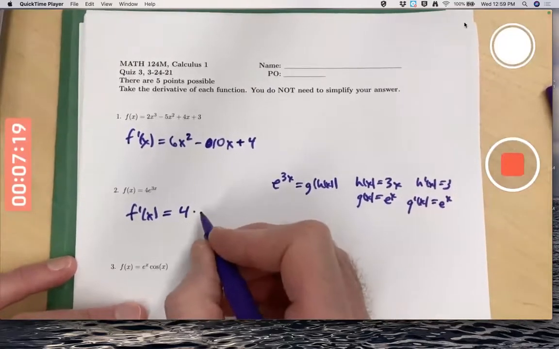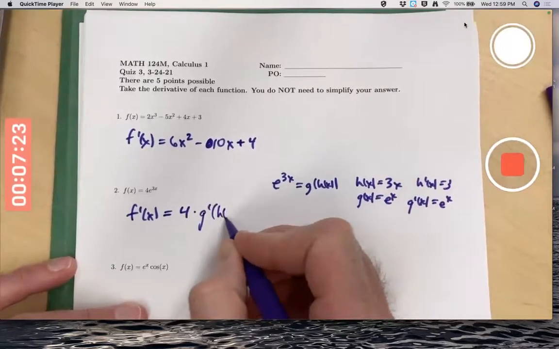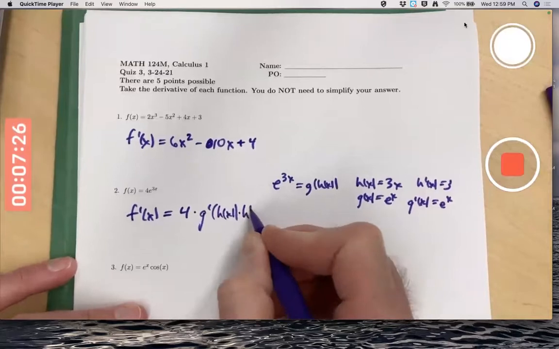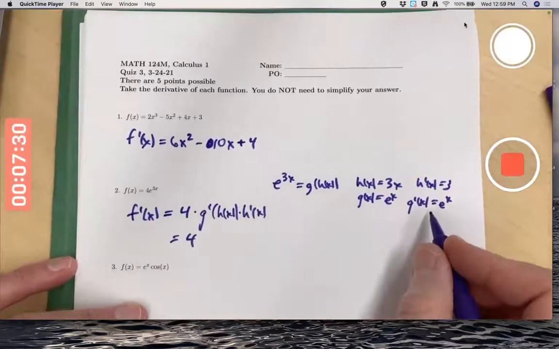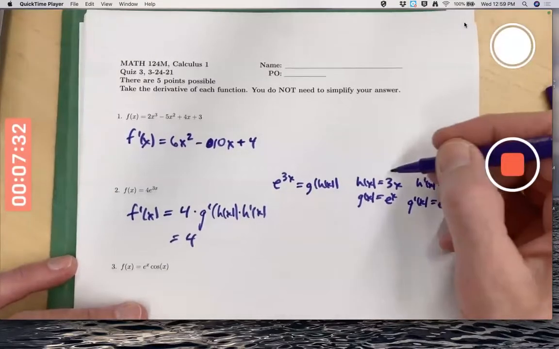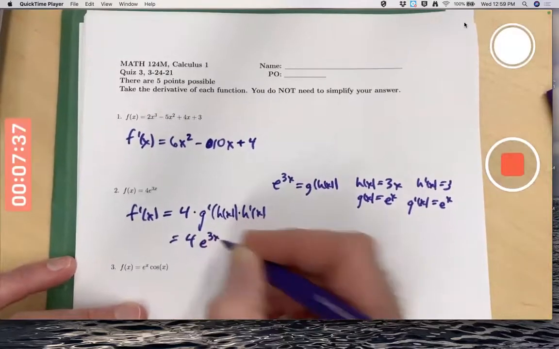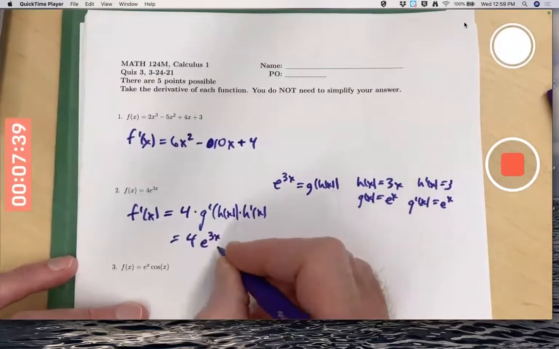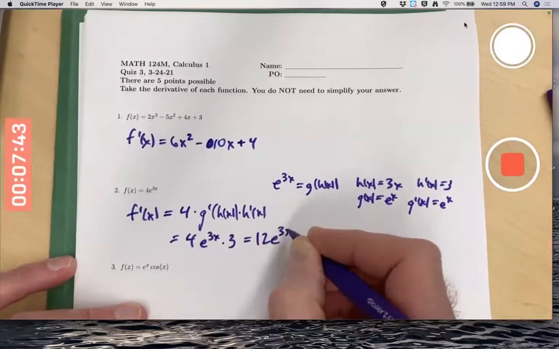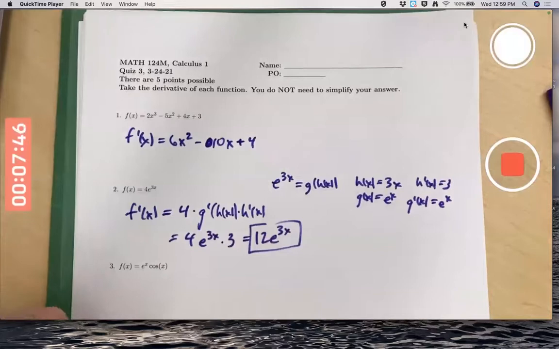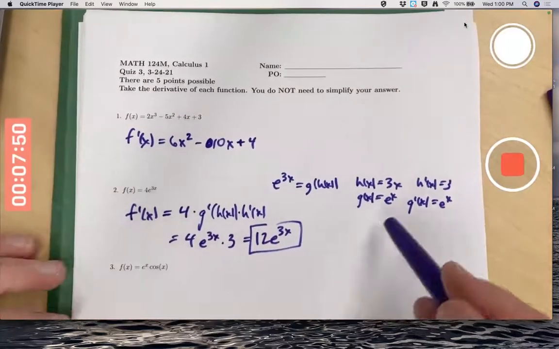And the chain rule says you get the derivative of the outside function, plug in the inside function, times the derivative of the inside function. G prime is e to the x. If we plug h of x, 3x, into that, in place of x, we just get e to the 3x. Times h prime of x, that's times 3. The answer is 12 e to the 3x. I'd recommend starting to practice again enough that you don't have to do this stuff over here.